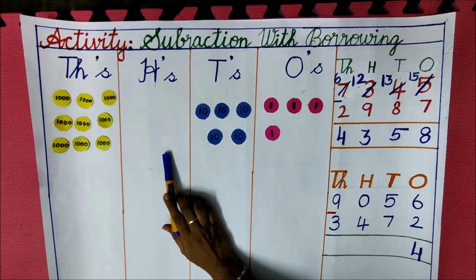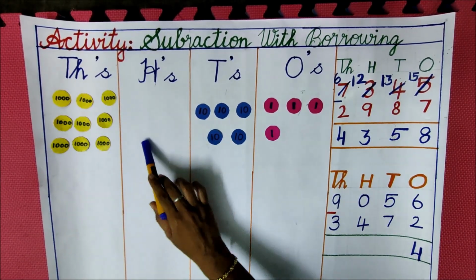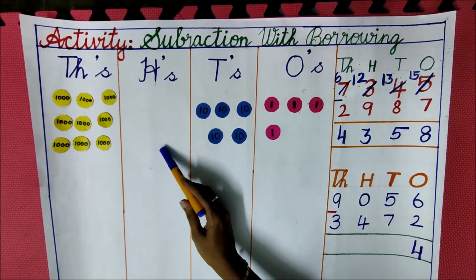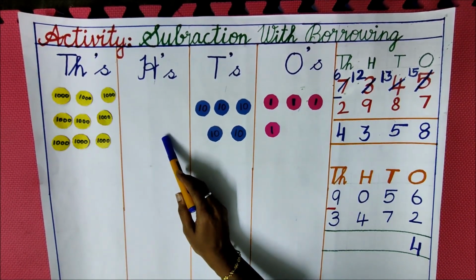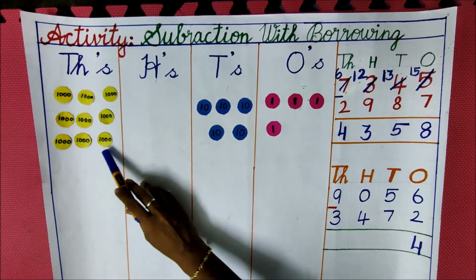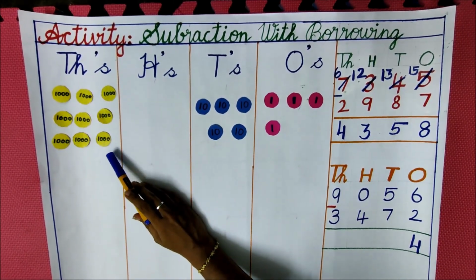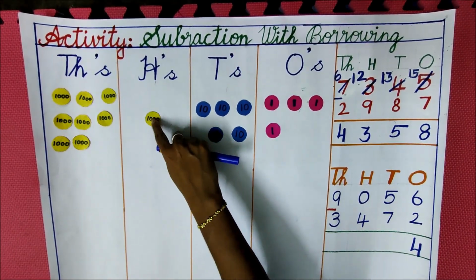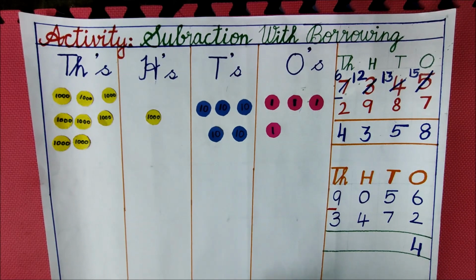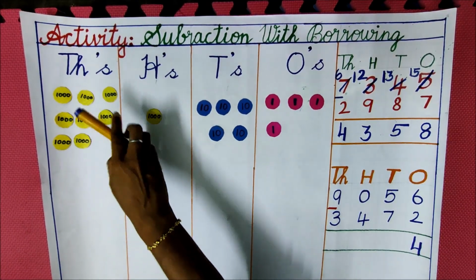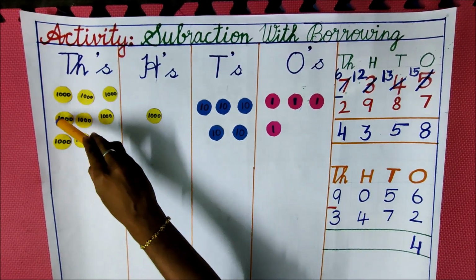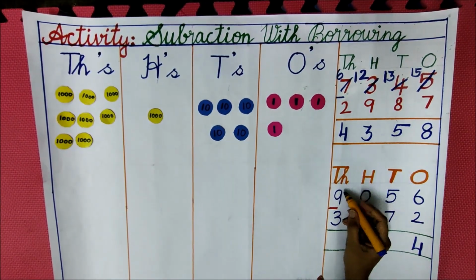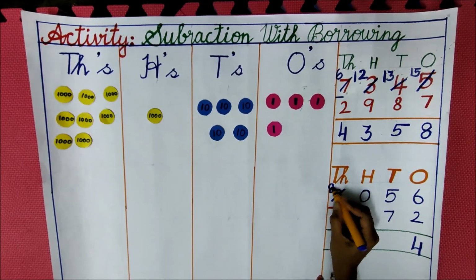Okay, but in hundreds place already it is empty, 0. Okay, we cannot get anything from 100, because it is 0. So what you have to do? Again you have to move on to thousands place. Okay, and get 1000. Okay, so you have to get 1000 here. Okay children, so how much is remaining in thousands place? 1, 2, 3, 4, 5, 6, 7, 8. So this 9 becomes 8.